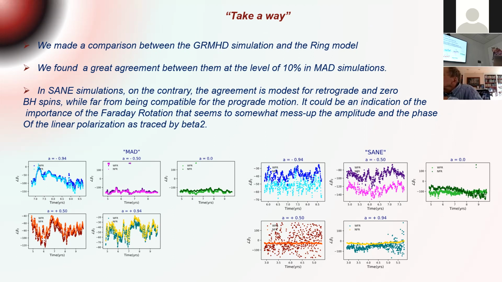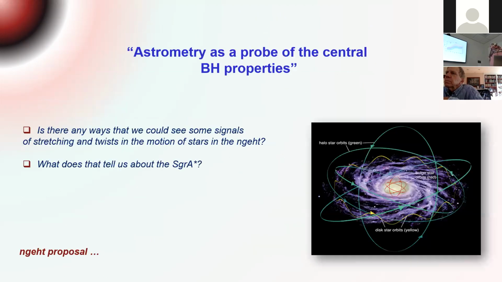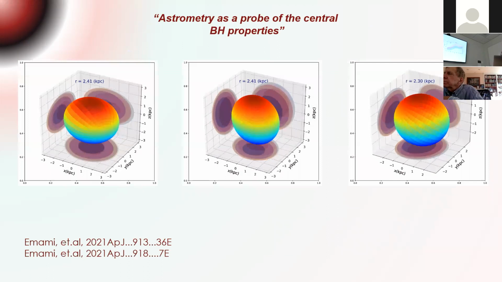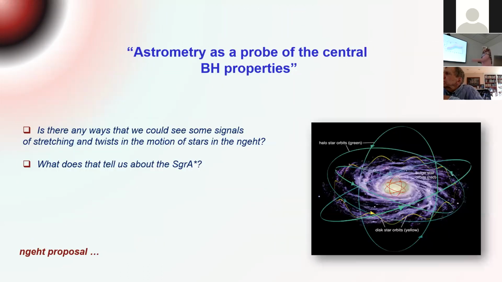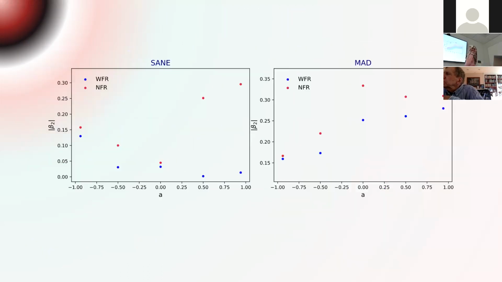And that has to do with the impact of Faraday rotation. If I want to put it in even more context, it tells us that for the MAD simulation, the two follow each other. But for the SANE simulation, even the amplitude of the beta 2 diminishes a lot in the presence of the Faraday rotation. So that tells us that in the case of SANE, we are mostly affected by the Faraday rotation for the prograde motions. Because of that, the agreement between the ring model and GeoMSG is not that good. So that brings me to the end of the second part.